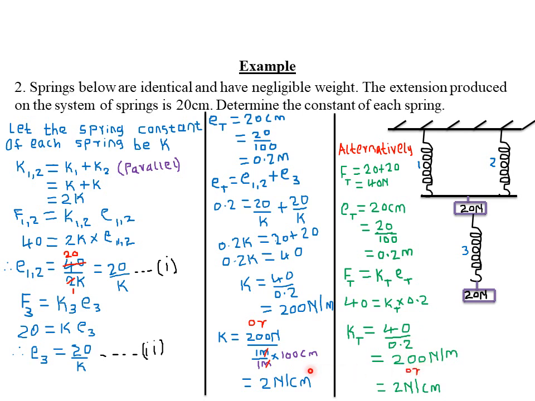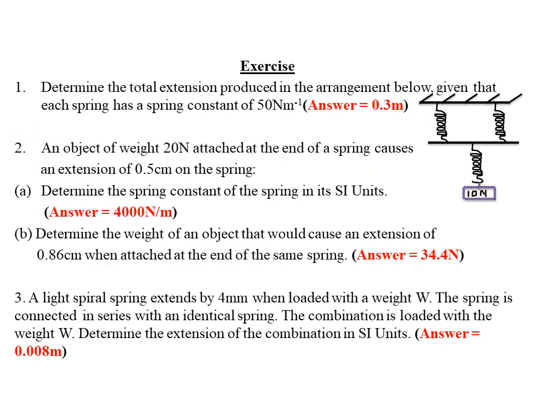Or you can use the same method here to convert into Newton per centimeter, which you will obtain 2 Newton per centimeter. But as I said earlier, it is always good to leave the answers in the SI unit in physics. So my final answer is 200 Newton per meter. Then I have an exercise here which I recommend that students should try to test their grasping of the concept that we have learned earlier.